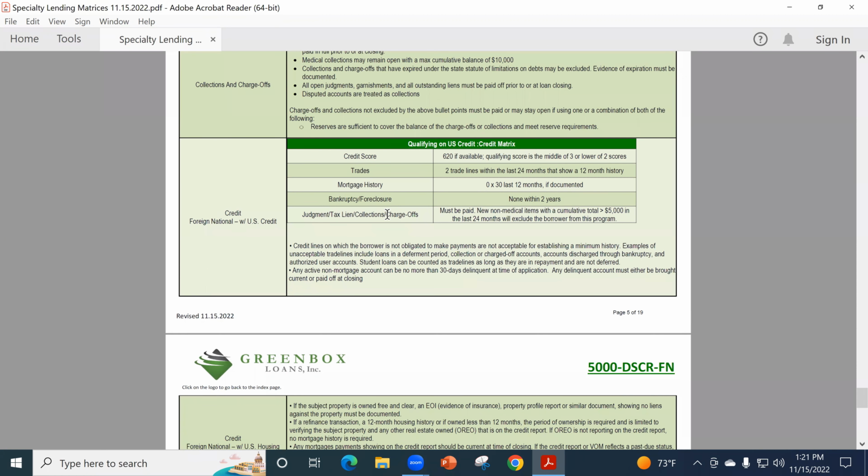Questions, guys? A lot of info, huh? Yes, it is a lot. Anybody on Zoom have any more questions on the DSCR or the 24-month bank statement? ITIN?